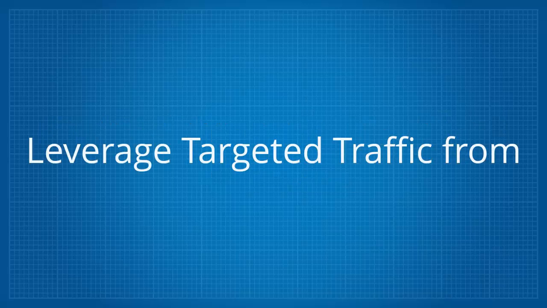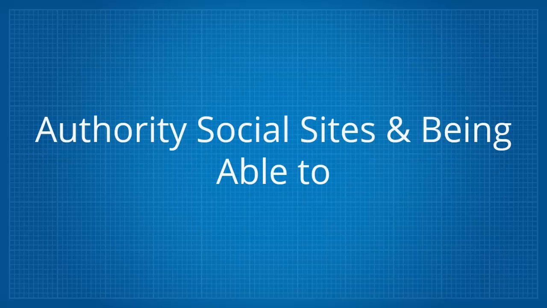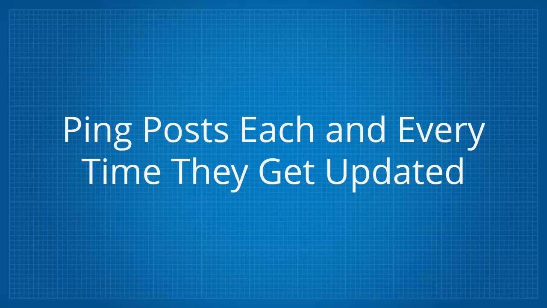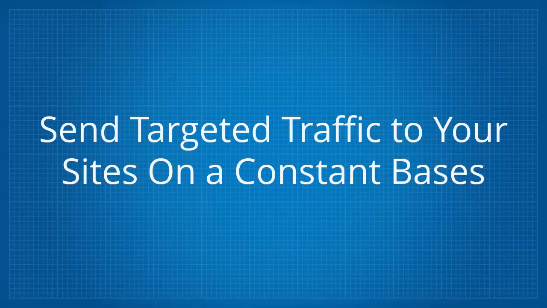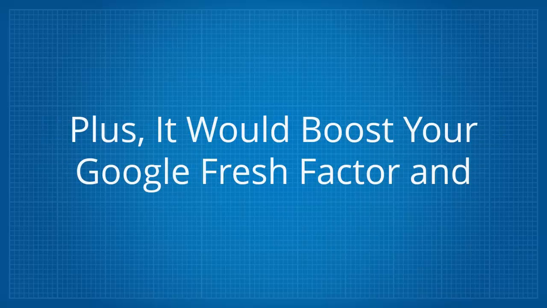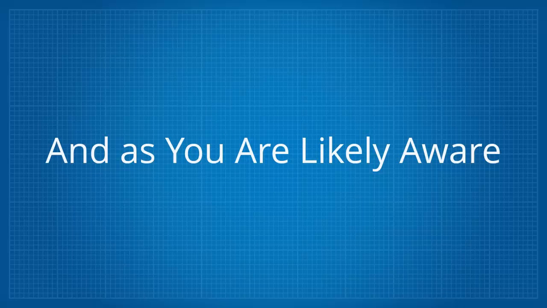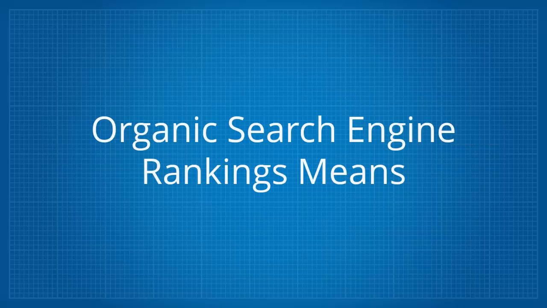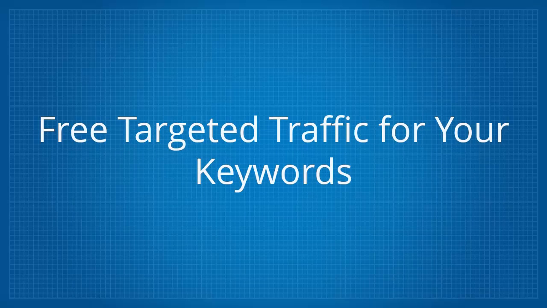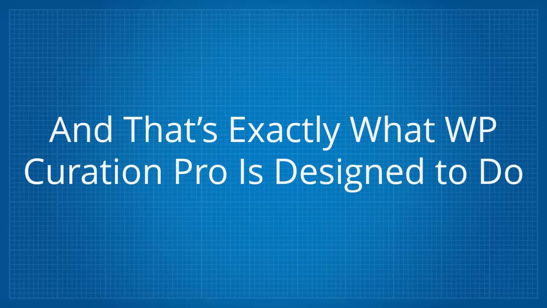with the added ability to leverage targeted traffic from authority social sites and being able to ping posts each and every time they get updated. Such a system would build links and send targeted traffic to your sites on a constant basis, plus it would boost your Google Fresh factor and rank your content higher in the search engines. And as you are likely aware, organic search engine rankings means free, targeted traffic for your keywords. And that's exactly what WP Curation Pro is designed to do.